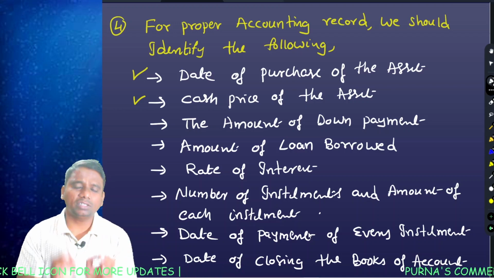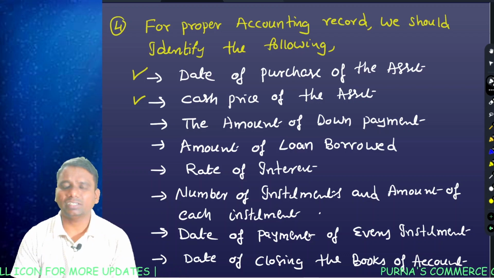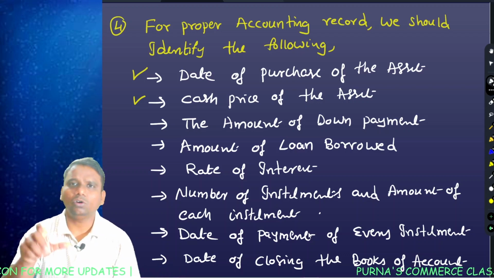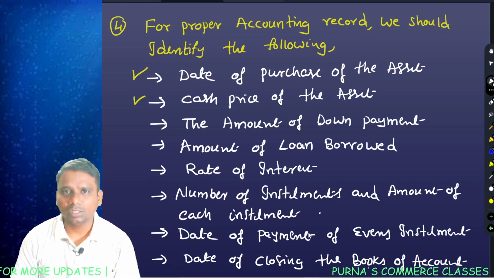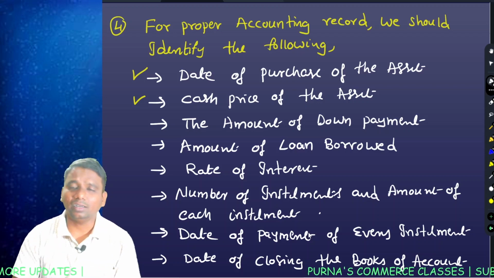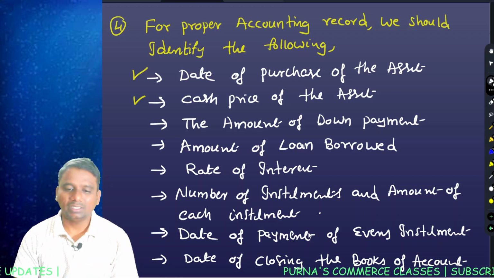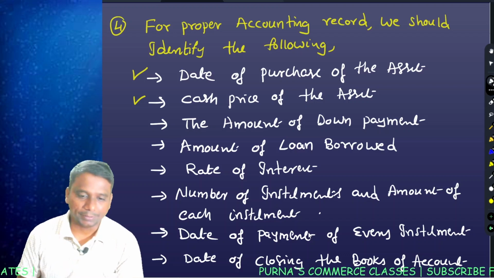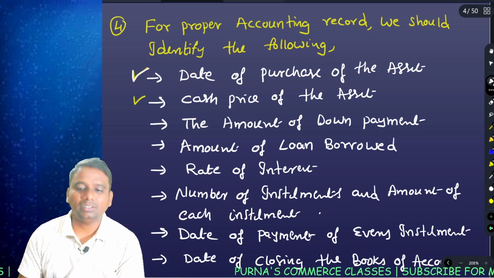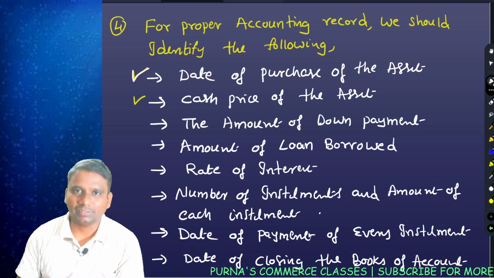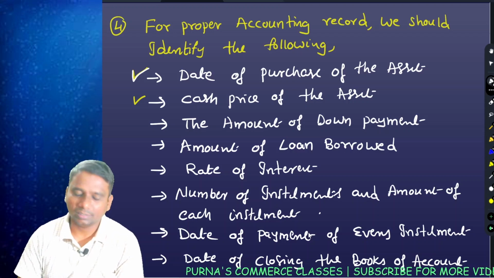If you want to record the entry, first you need the date of transaction. After that, the account debited and the account credited, and the amount debited and amount credited. Yes or no? Here also it is the same. First, we should identify the date of purchase of the asset, on what date we are purchasing the asset.